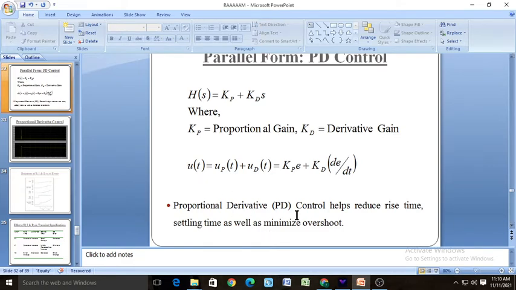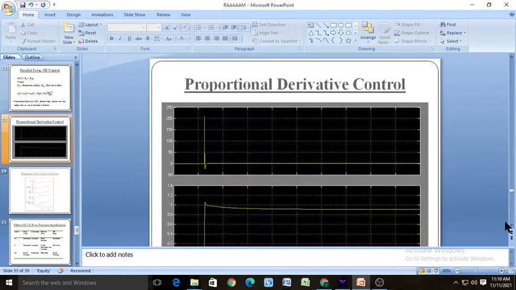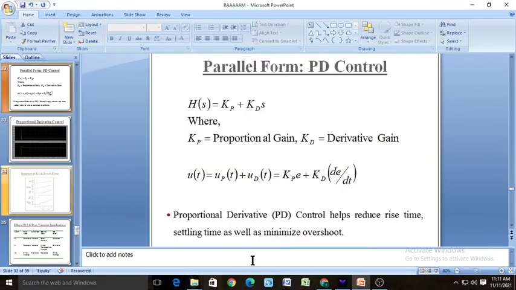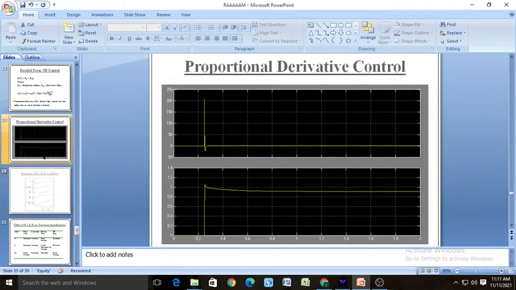The proportional derivative PD control helps reduce the rise time and settling time, as well as minimize the overshoot. Here you can see how a very large value of overshoot is present, but after applying the PD control the overshoot size is reduced. Again, it helps to reduce the rise time. Here you can see the rise time is also reduced, and the settling time too.